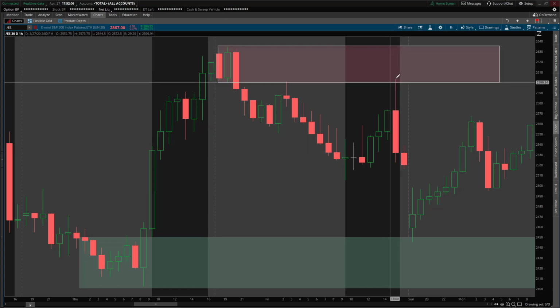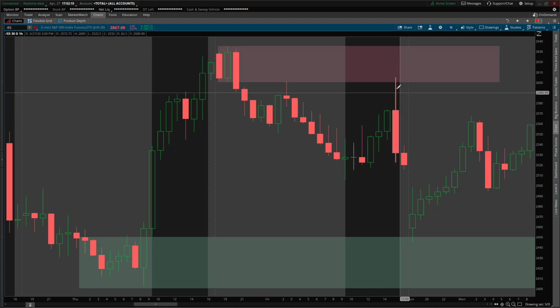You could have took the S&P 500 short here. You could have traded SPY, SPX options. You do not have to trade the futures. You could have took a short in this pink box, put your stop loss above the box, and we had a nice drop down. And then look where we dropped down at.